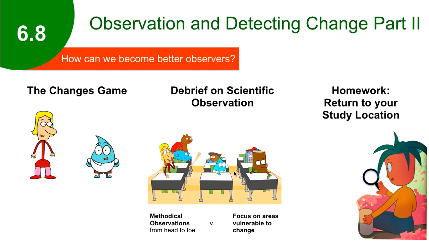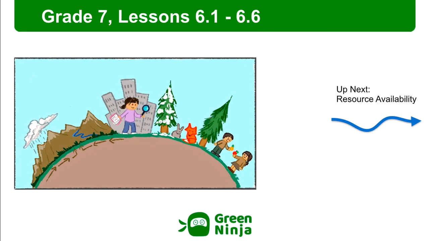After the game, the class debriefs about effective observation strategies. Should they be methodical and search from head to toe, or focus on areas that are vulnerable to change, like collars and cuffs in this game? Their homework is to return to their study location to observe with new eyes. Next up, we'll focus on resource availability.